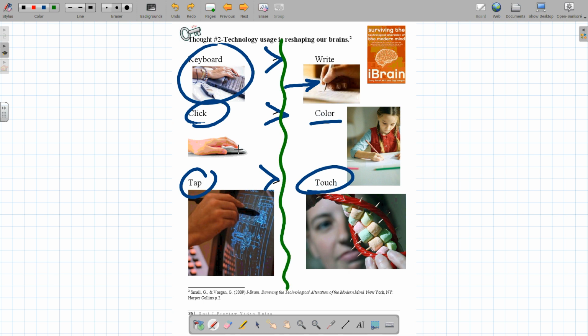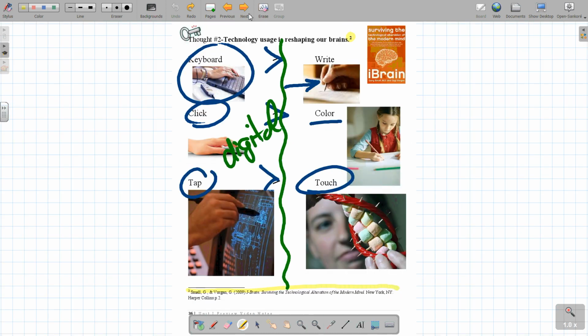Once again, everything I'm claiming is footnoted. You're welcome to look that up. So key thought number 1, your fingers are connected to the thinking part of your brain. Key thought number 2, technology is physically reshaping how neurons connect in brains.